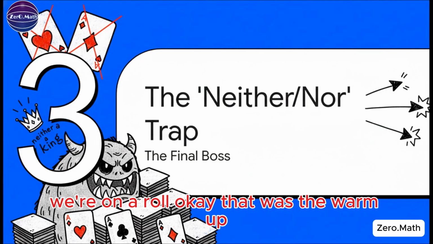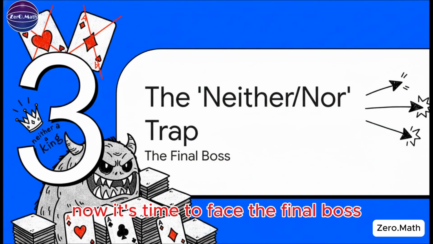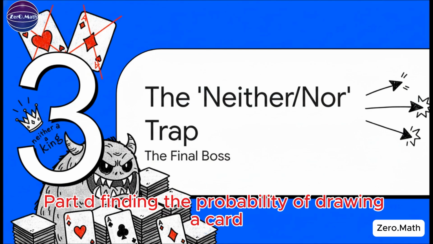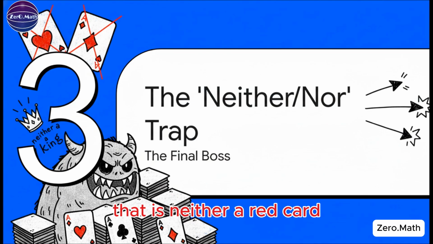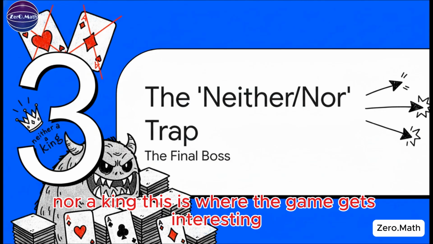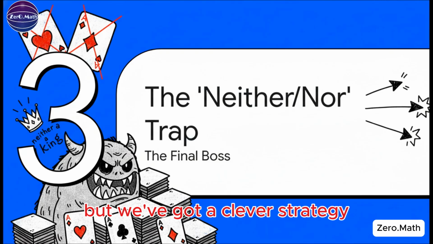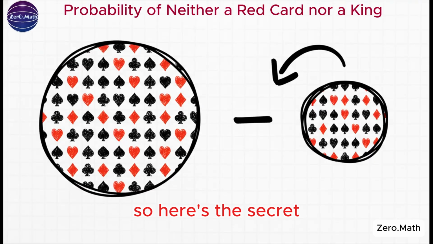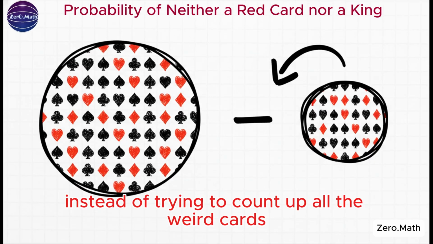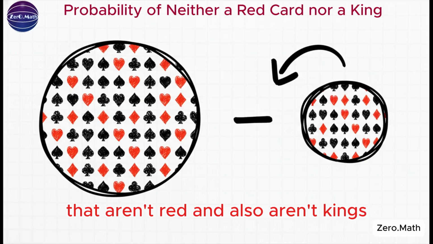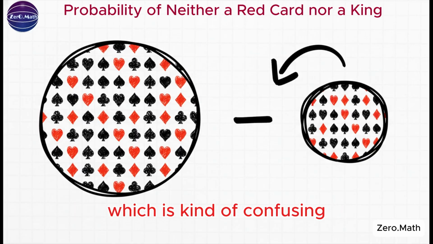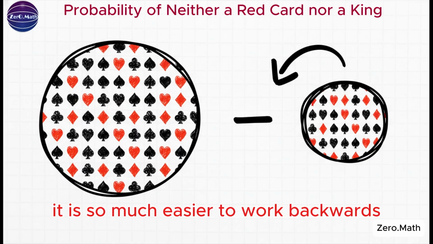Okay, that was the warm-up. Now it's time to face the final boss. Part D. Finding the probability of drawing a card that is neither a red card nor a king. This is where the game gets interesting and where a lot of people make a simple mistake. But we've got a clever strategy. So here's the secret. Instead of trying to count up all the weird cards that aren't red and also aren't kings, which is kind of confusing, it is so much easier to work backwards.